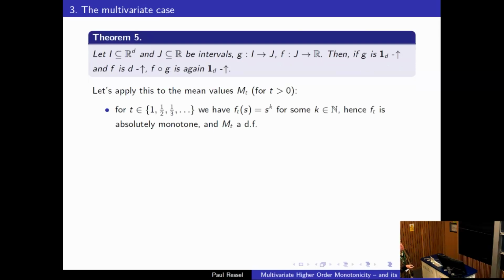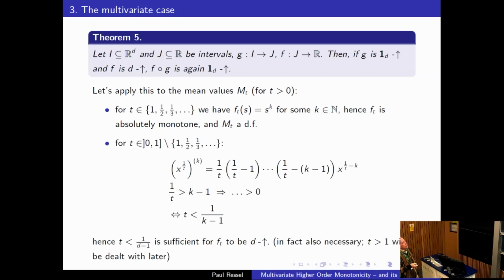Let's apply this to the mean values. If t is 1 or 1/2 or 1/3, then we have f_t of s is just a power of s, and of course this function is absolutely monotone, so n-monotone for every n, and M_t is then a distribution function because it is f_t applied to a tensor sum of increasing functions, which is trivially 1D increasing.